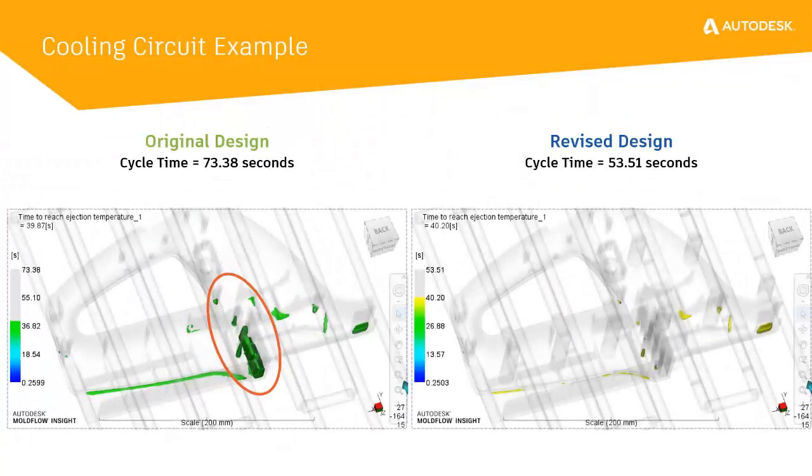There are multiple ways to view the cycle time results. This result indicates the overall time to reach ejection temperature, as well as shows each specific area and how long those areas require to reach that temperature. The plots here are shown at the same point in the cycle, around 40 seconds, and we can easily visualize the amount of material that is still above the ejection temperature. The highlighted area, which was identified as a cycle time limitation from the original design, was specifically targeted with the cooling circuit changes.